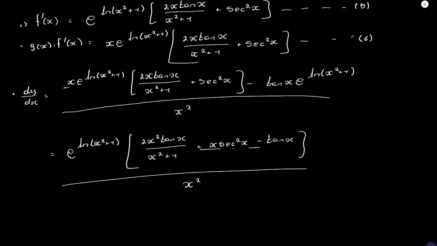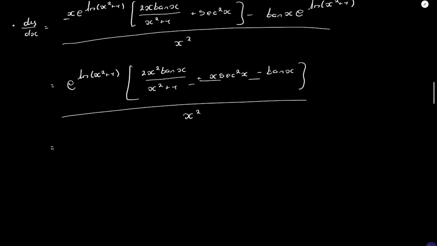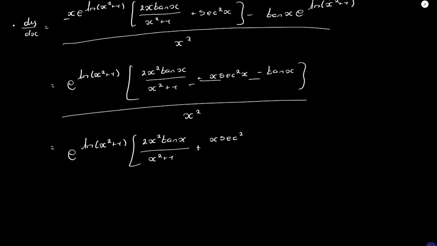Now we can perform our common denominator on all of this, or simplify all of this. This leaves us with e to the ln of x squared plus 1 in braces 2x squared tan x on x squared plus 1 plus x sec squared x times x squared plus 1 divided by x squared plus 1. Sorry, this is plus. I'm the one that made a mistake. This was supposed to be an underline or something. I put it and it confused me. Sorry about that.